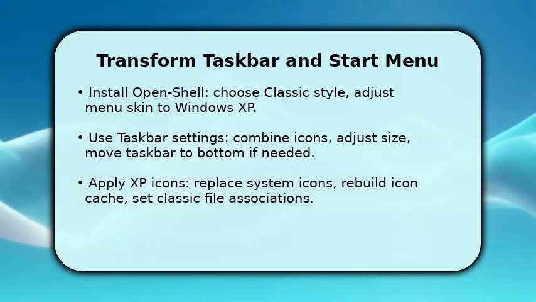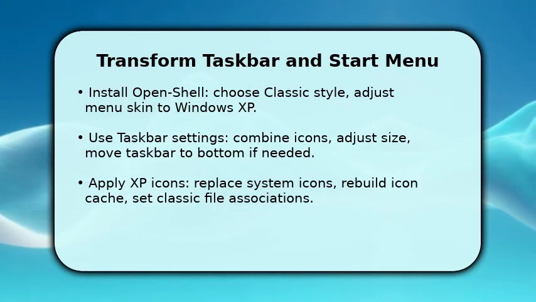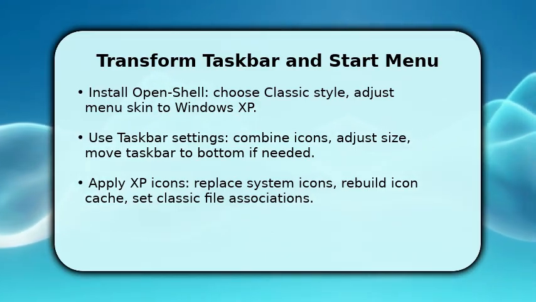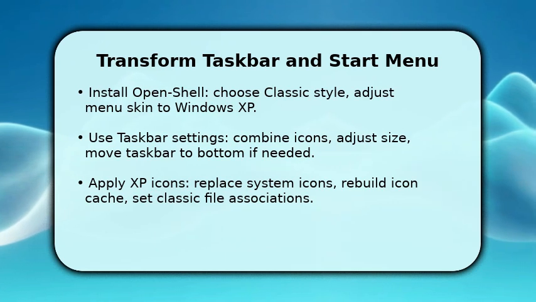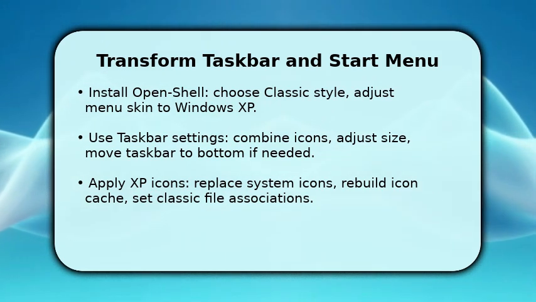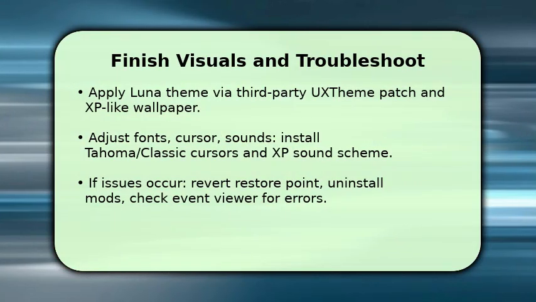Once done, replace system icons with the downloaded XP pack and rebuild the icon cache so visuals update. Make sure to reassign file associations for Classic, EXE, and LNK behaviors to complete the look. And to finish, apply an XP Luna theme after patching UxTheme to allow unsigned themes.